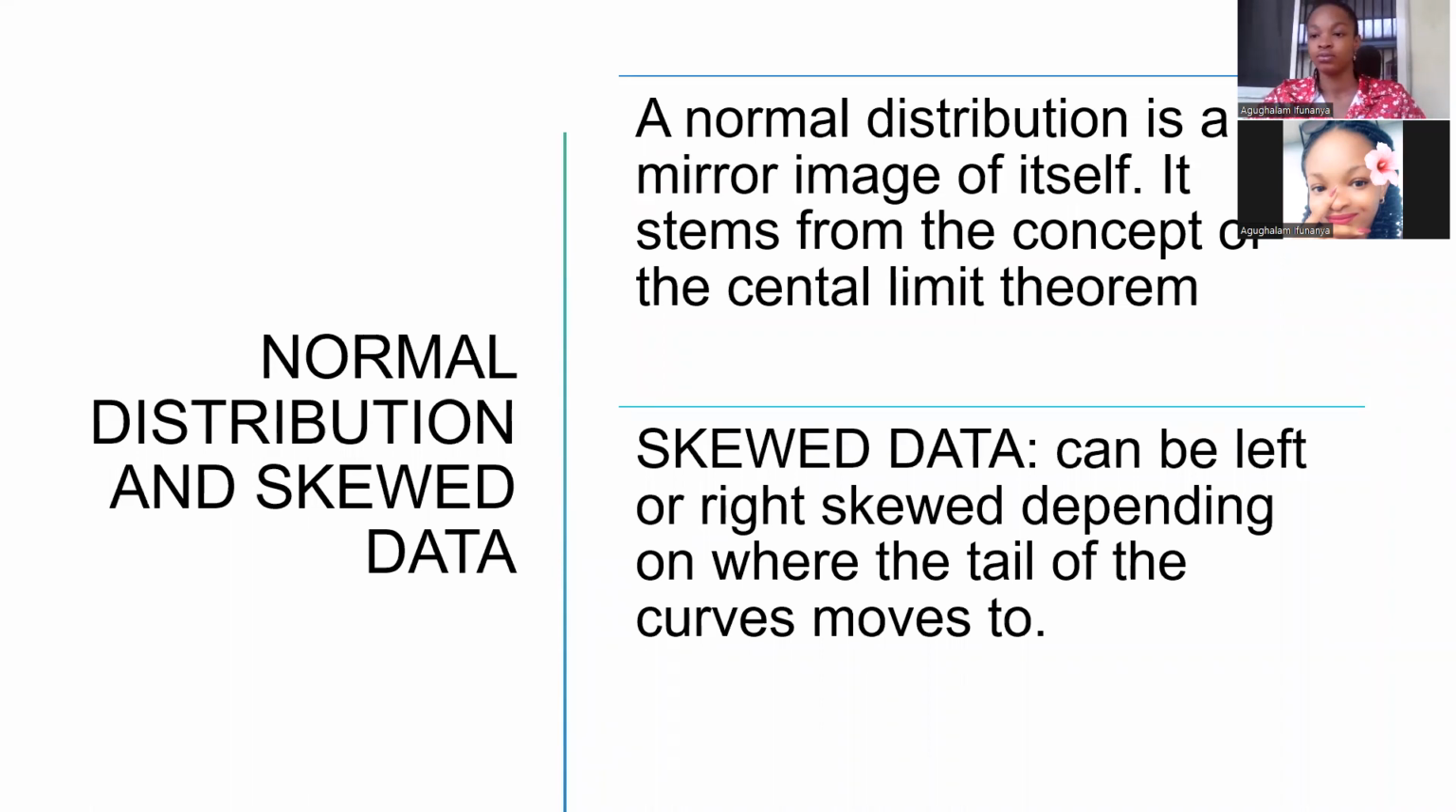So, to our statistics video. Today, before we talk about normal distribution and skewed data, which I have already introduced in my previous video, I'll just talk briefly on what a dependent and an independent variable is.